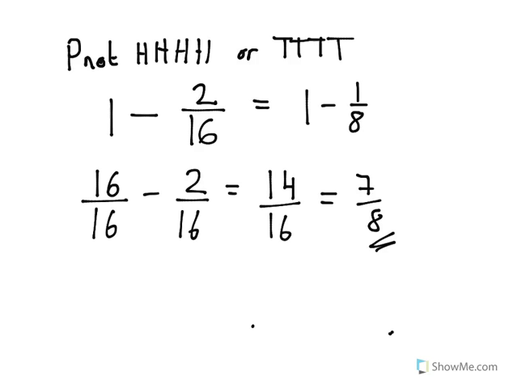If the probability of us getting all heads or all tails is 1/8, then the probability of us getting not all heads or all tails would be 7/8. And that's how statistics and tree diagrams work.